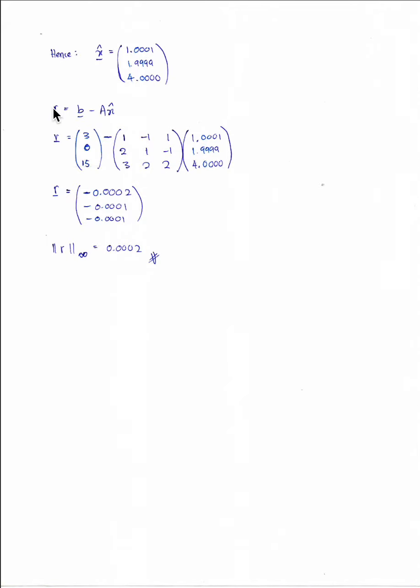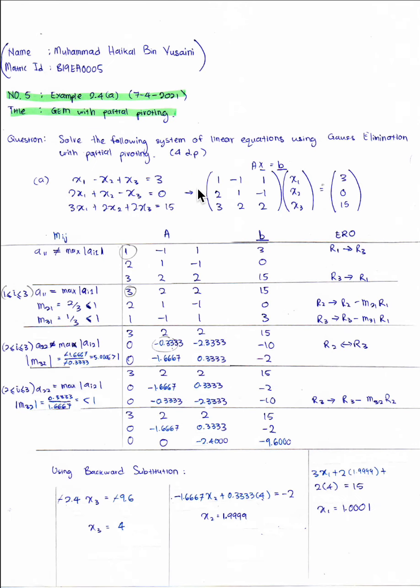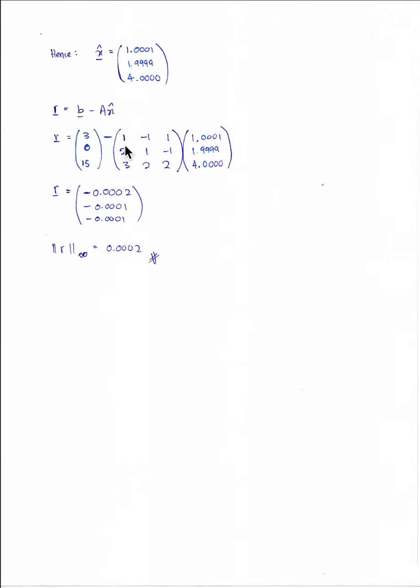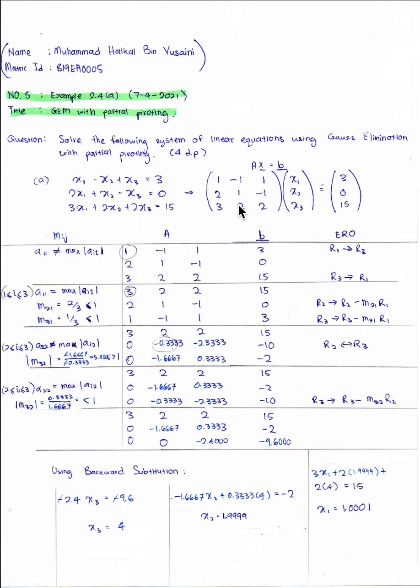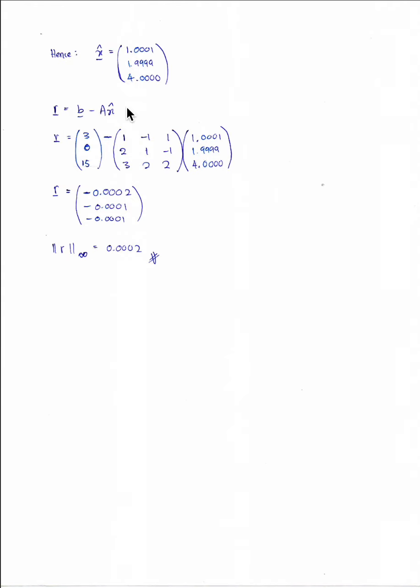After that, we must find the r value. The r value is given by the equation b minus A times x bar. For b here we use the actual value of b, like this 3, 0, 15. Also the same with matrix A, we use the initial one, and x bar we just use this value, and then we put it in the calculator and we get this value. For the r value, we must find the maximum residual here. We find that 0.002 is the maximum value.